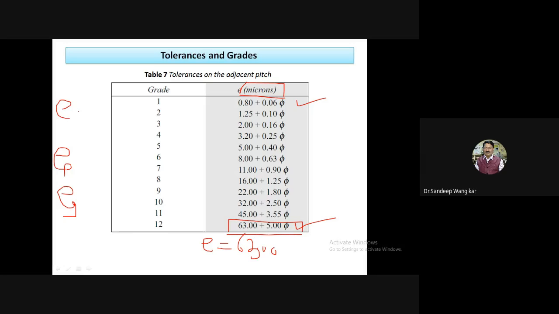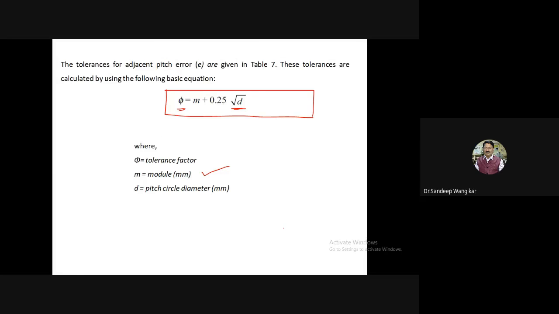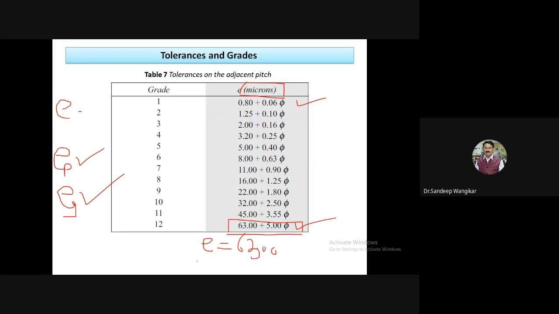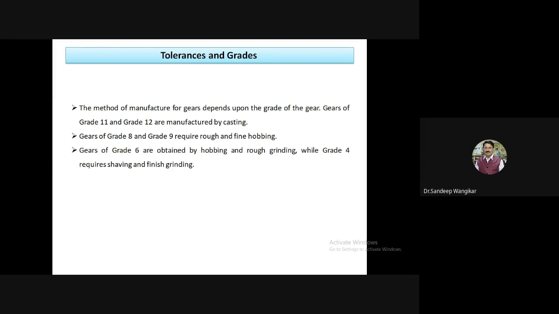So E is equal to EP plus EG. I will calculate EP and I will calculate EG. How is EP calculated? EP is equal to 63 plus 5 phi, and in this phi I will write m plus 0.25 root dp. So I will calculate error for pinion, I will calculate error for gear, and then I will proceed. When we solve a detailed problem based on this error calculation and go for calculation of dynamic load, then you will come to know exactly how it is required to be calculated.